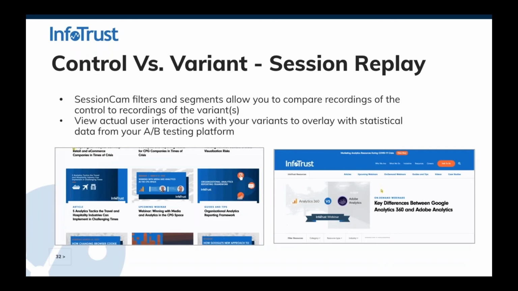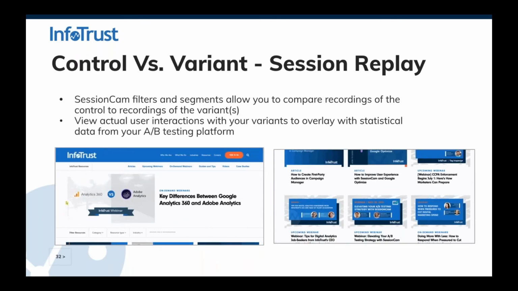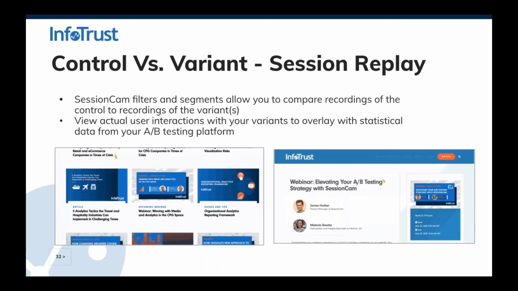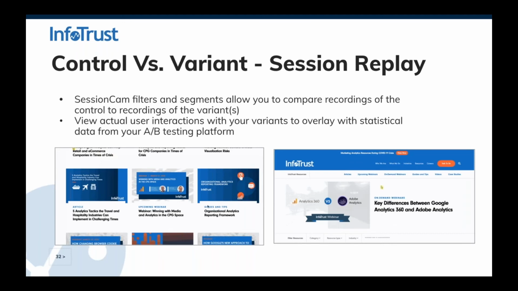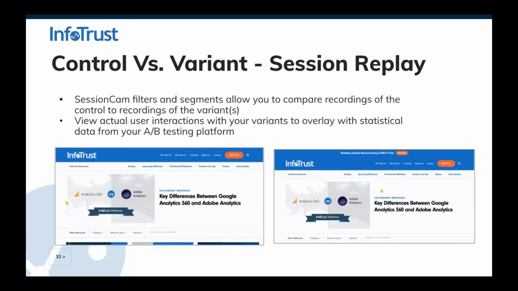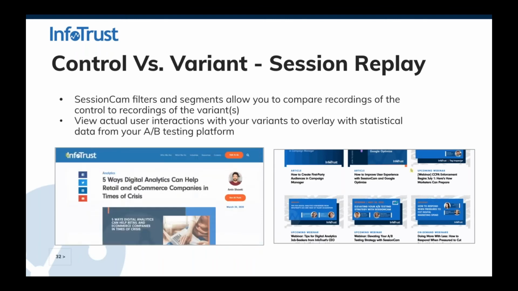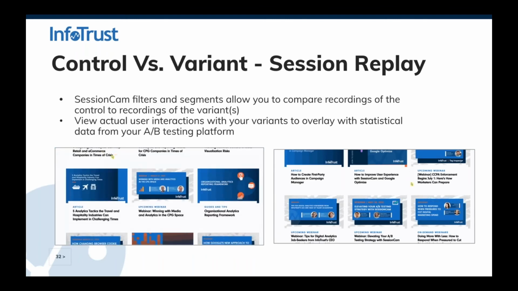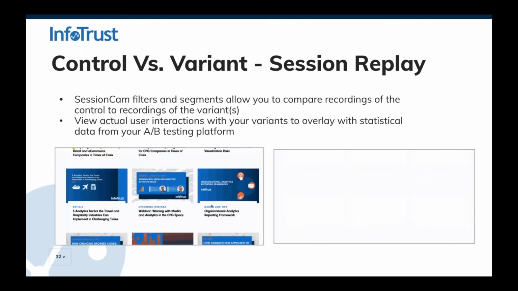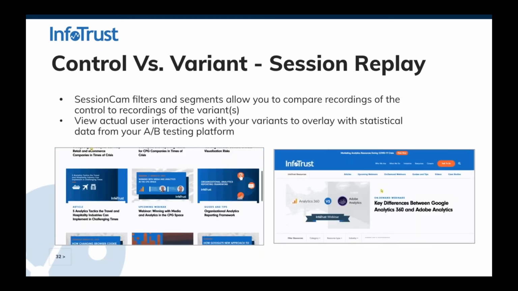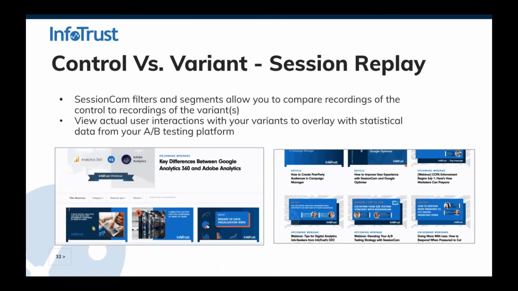You can do the same thing with your session replay, where you can compare the control versus the variant using those SessionCam or Google segments and filters. Comparing the before and after, or the control versus the variant, allows you to see these actual user interactions with your variant to overlay that with your statistical data from your A/B testing platform.